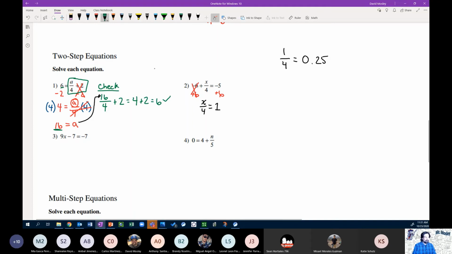But to show the step, right? If I divide by 4, to do the opposite, I multiply by 4. And I multiply by 4 on both sides. Right? When we have 4 times x divided by 4, the 4's go away. Then we have 1 times 4 over here, which means all I have left is x equals 4.